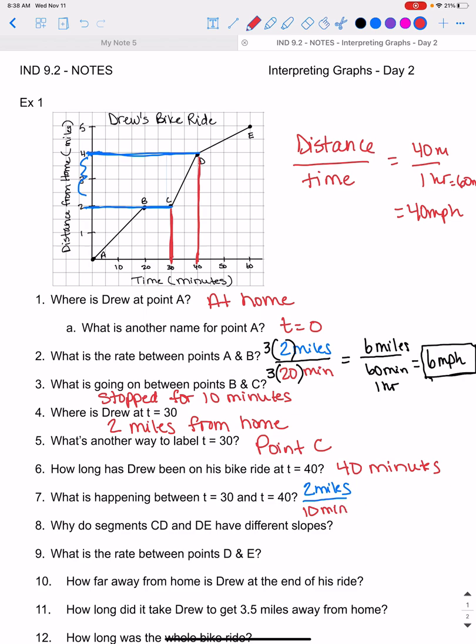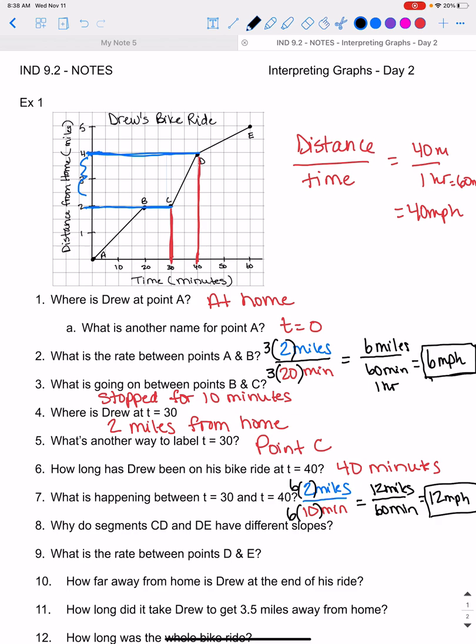Okay, 10 minutes. But we also know that we need to write our speed in terms of hours. So on the bottom, we know we need 60 minutes, right? Because that is an hour. So on the bottom, we've got 60 minutes because we know that that's 1 hour and we need 1 hour on the bottom. What do we need to do to the 10 to get it to equal 60? Well, we need to multiply it by 6. And if we do it to the bottom, we do it to the top. So 6 times 2 is 12 miles. So we could write this as 12 miles per hour. And that is your answer to what is going on between T30 and T40 as Drew is riding his bike at 12 miles per hour.